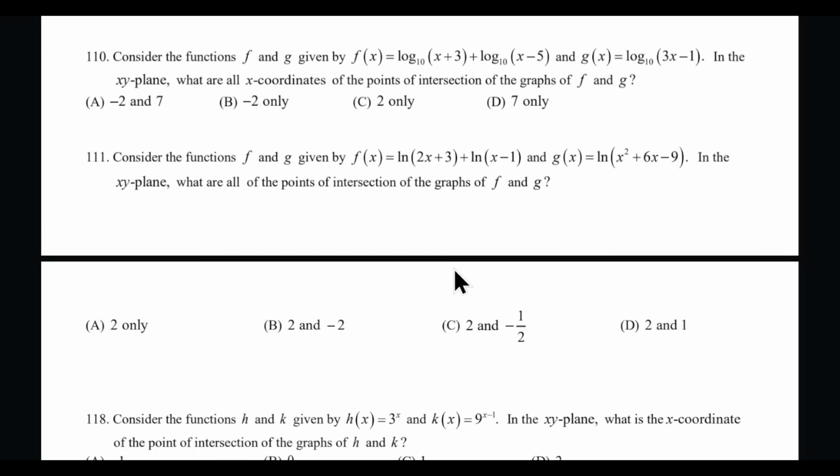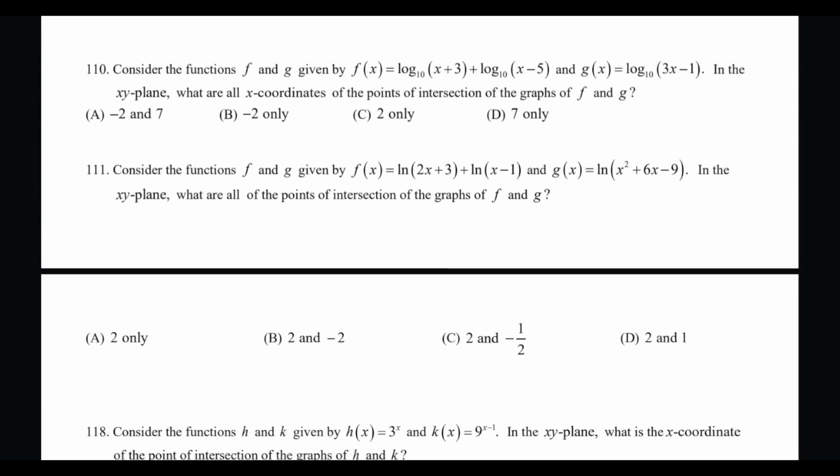Okay, I'm going to solve 111 for you. So that's going to look like ln a plus ln b is ln of a times b.